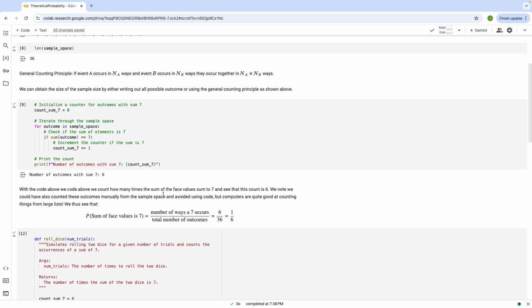So the two are different. A third takeaway is what's called the general counting principle: the number of ways in which two things can occur together is given by that formula there.